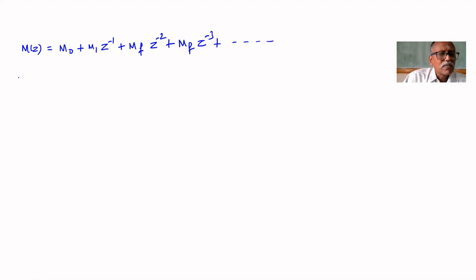What is HGP of Z? HGP of Z equal to, in a closed loop transfer function, what is the input to the process? That is M of Z. What is the output of the process? C of Z. C of Z by M of Z. HGP of Z equal to C of Z by M of Z.